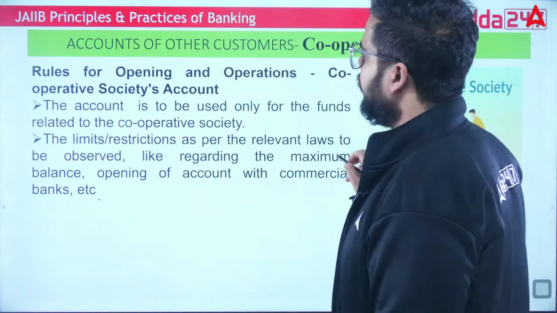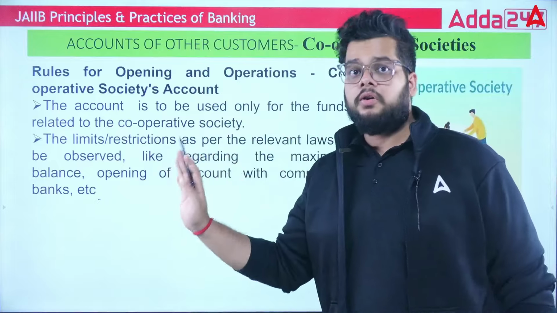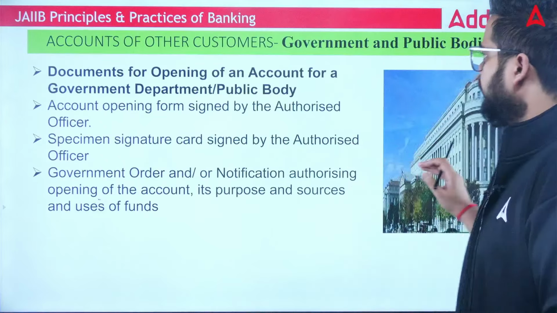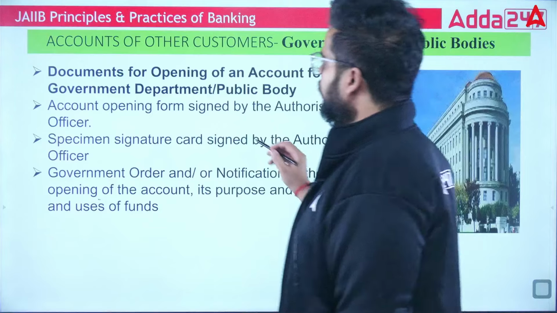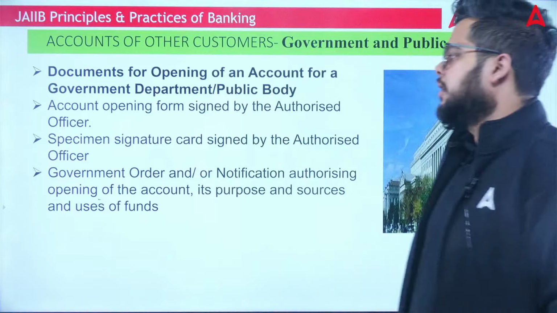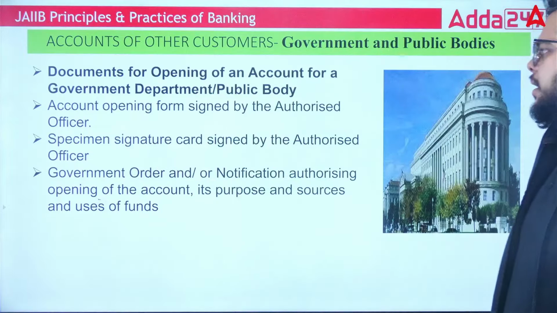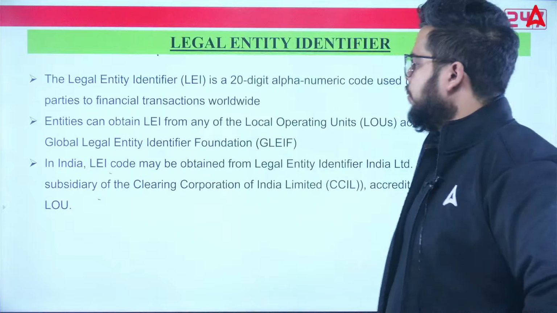Cooperative society, what you should remember, the account is to be used only for the funds related to your cooperative society, nothing else you can use the funds for. Then government and public bodies, the most important thing, account opening form must be signed by the authorized officer. So AO must sign the account opening form here, and the specimen signature card signed by the authorized officer is also taken up while opening the account here.